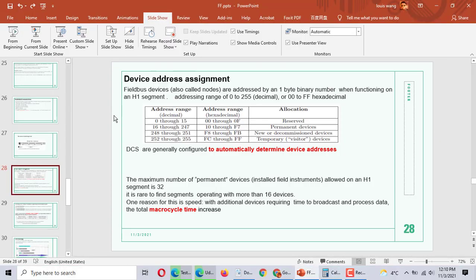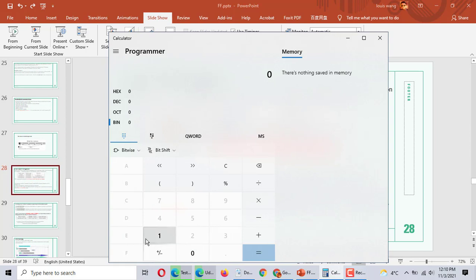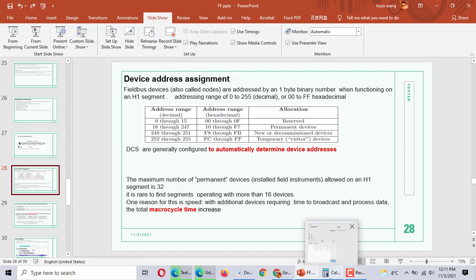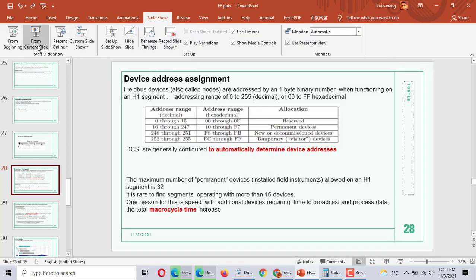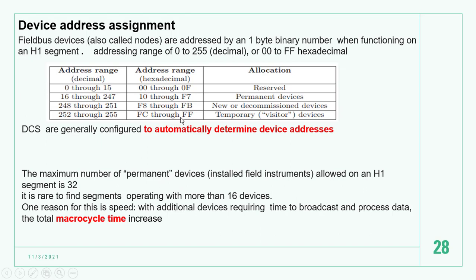Okay, next. It is 1 byte, which is just 8 bits. So we should have 8 bits. This is 4 bits, this is 8 bits. The maximal decimal for these 8 bits is how much? 255, and in hexadecimal it is FF. So the address is from 0 to 255.